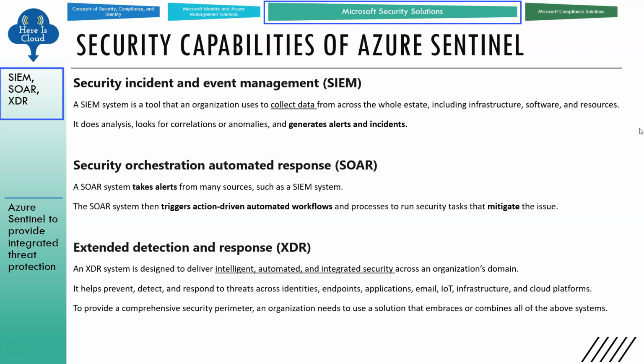Next is Security Orchestration Automated Response, SOAR. It takes alerts from the SIEM and other resources and then triggers action-driven automated workflows and processes to run security tasks that mitigate the issue. The third one is Extended Detection and Response, XDR. This is a system designed to deliver intelligent, automated and integrated security across the organization's domain. It helps prevent, detect and respond to threats across identities, endpoints, applications, email, IoT, infrastructure and cloud platforms. And it provides a comprehensive security perimeter to the organization. For example, Azure Defender is an XDR, as we discussed in the previous section.